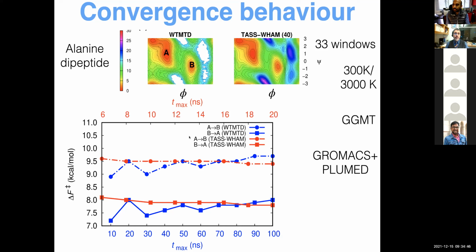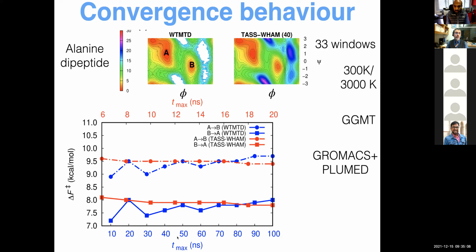This is just a model system to show that the TAS estimate is converging very quickly. But metadynamics will take... You can see this. The red is the TAS data, in the top panel. So 6 nanoseconds per umbrella window, and we have 33 umbrella windows in this particular case.